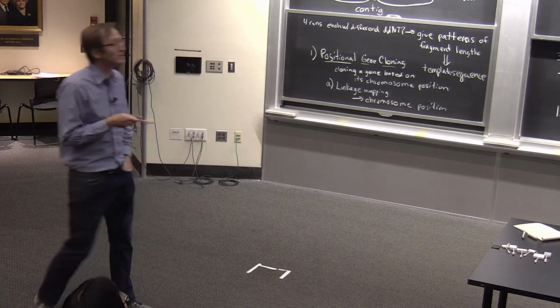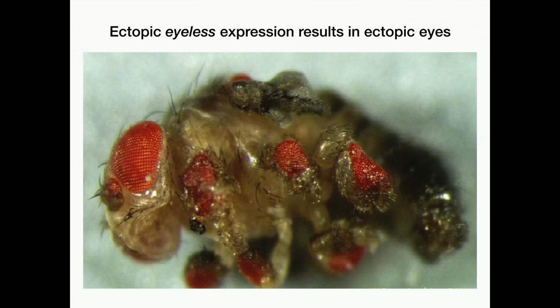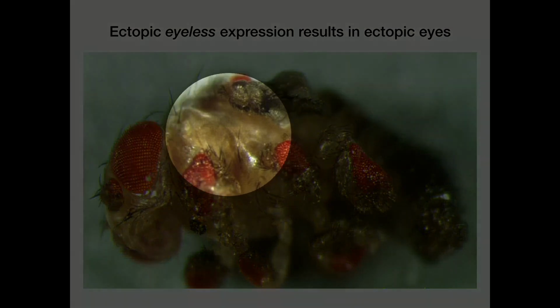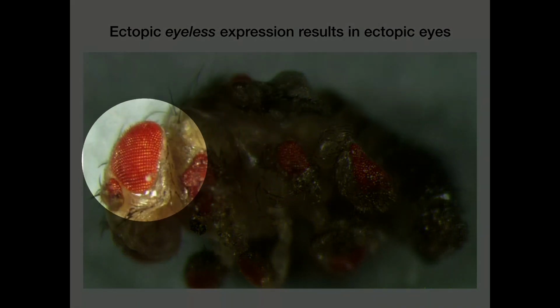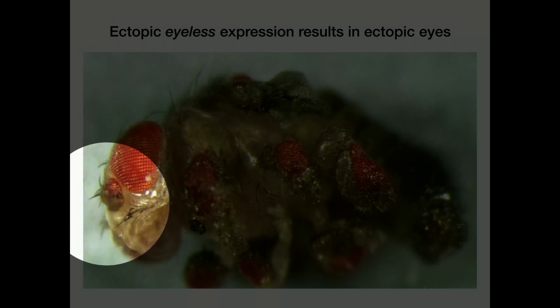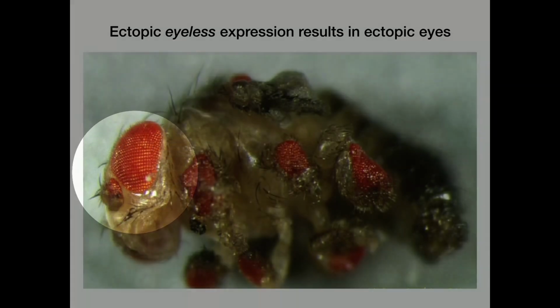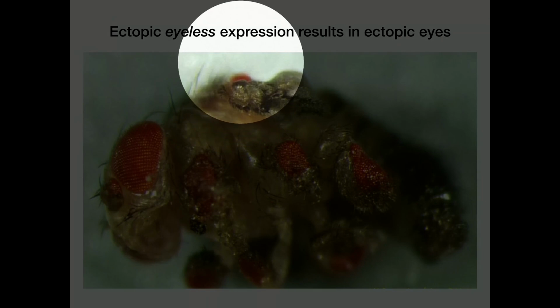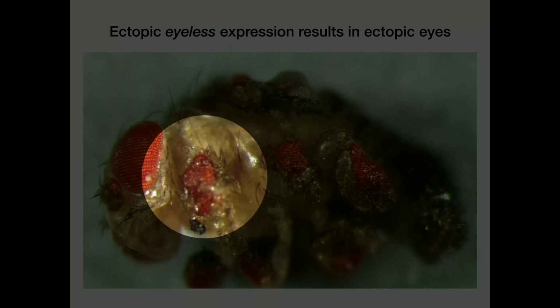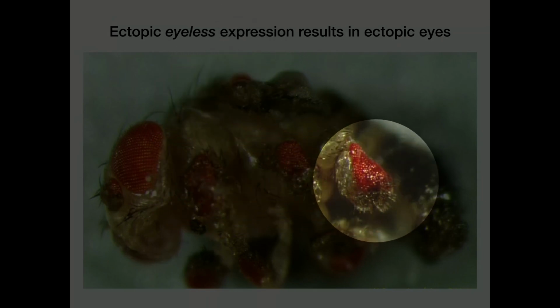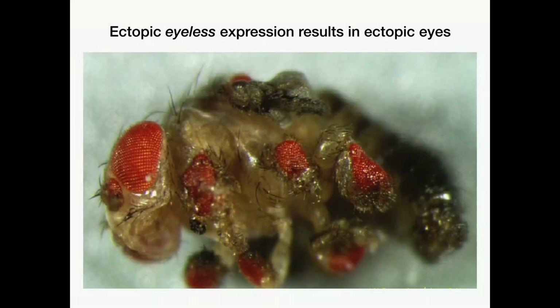This is pretty wild. This is my Halloween image of the class. This is a fly where Eyeless has been expressed all over its body. Here you see its normal eye, and you can see there's now another eye growing in the front of its head. Here's an eye growing on this fly's back. And you can see the legs: there's eye tissue all over the legs of this fly.